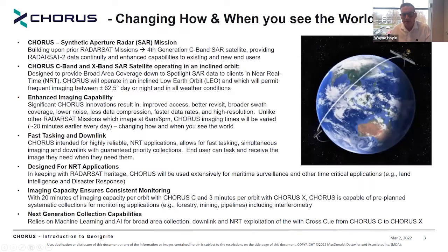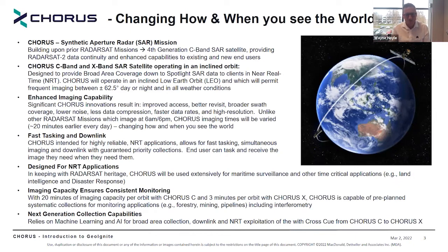So the big question really, what is Chorus? Chorus is a synthetic aperture radar mission, MDA's new synthetic aperture radar mission. It's built based on the prior RADARSAT-2 mission. So it's going to be our 4th generation C-band satellite, providing RADARSAT-2 data continuity with enhanced capabilities for our existing and our new customers.